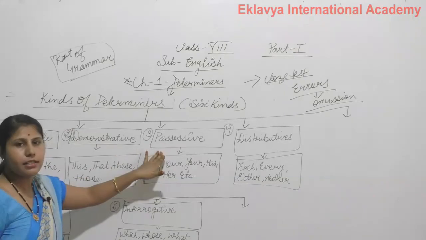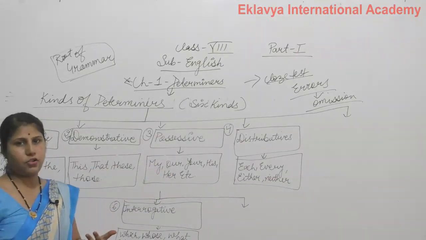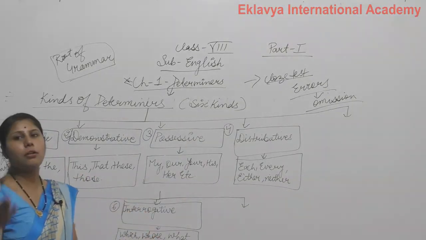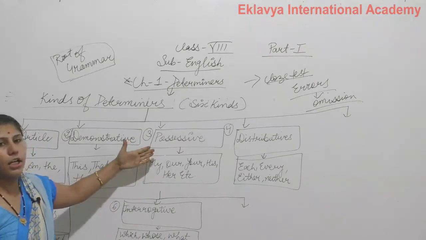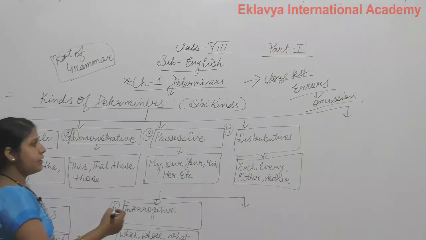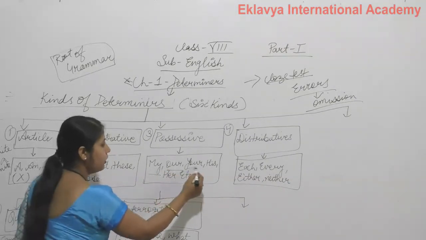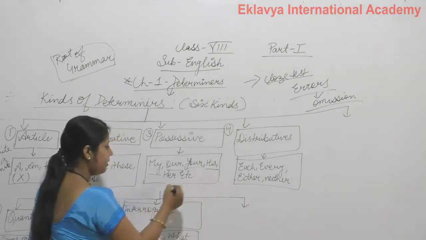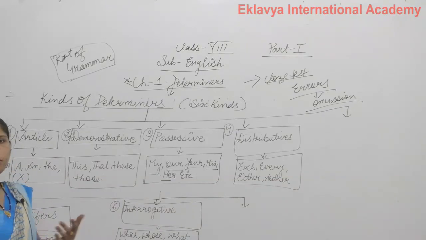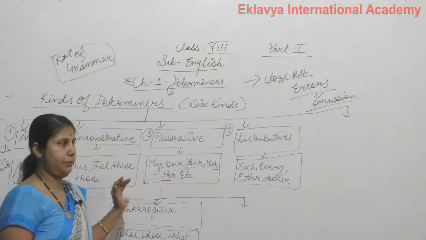So what is possessive? Possessive means when we talk about possession, our own possession, when we talk about him, when we talk about her. This is called possessive determiners. In possessive determiners we use my, our, your, his, her, etc. So when we talk about our possession, this is called the possessive determiners.